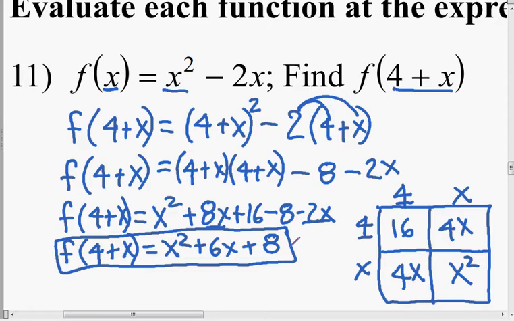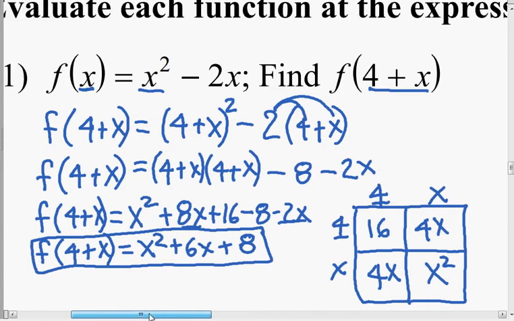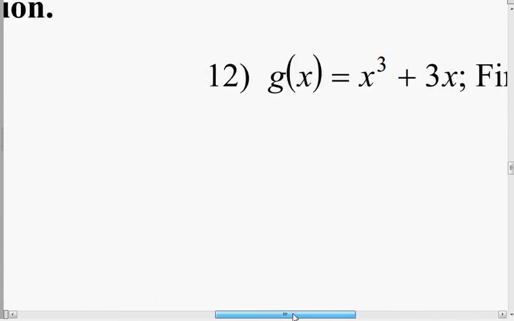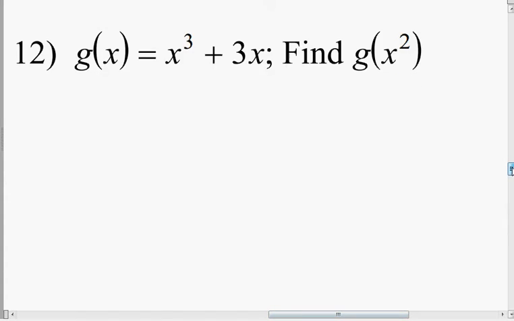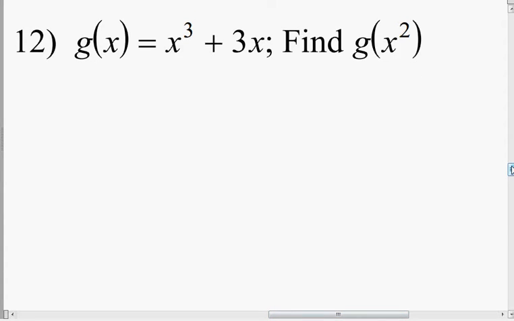Okay. Pause the video now. Think about that for a moment. See if you can do problem number 12. Once you've done problem number 12, come back and you can check your answer. Okay, made you think a little bit on problem number 12. Problem number 12 is g of x squared. We have to plug in x squared.